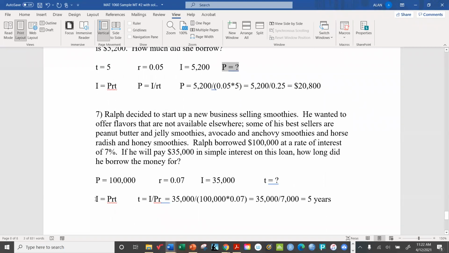Oh, that's right. We can take our original simple interest equation and rearrange it and solve for T, which means I over PR. So we'll take our $35,000 in simple interest and divide by 100,000 multiplied by 7%. Now, if you simplify this, you can see very quickly and easily, you've got 35,000 divided by 7,000, which of course means 5 years. So the money was borrowed for 5 years.